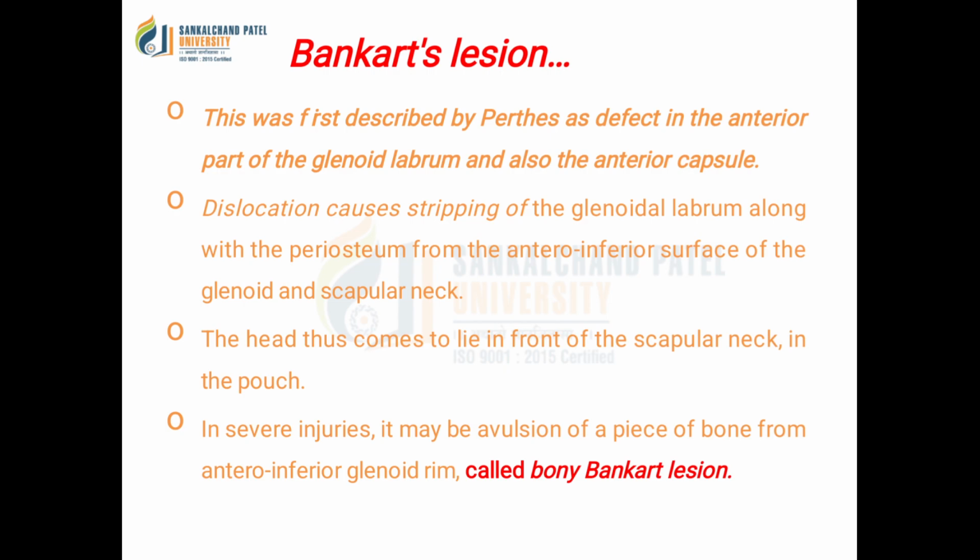Bankart lesion. This was first described by Perthes as defect in the anterior part of the glenoid labrum and also the anterior capsule. Dislocation caused stripping of the glenoidal labrum along with the periosteum from the anterior-inferior surface of the glenoid and scapular neck. The head thus comes out to lie in the front of the scapular neck, in the pouch. In several injuries, it may be avulsion of a piece of bone from the anterior-inferior glenoidal rim called bony Bankart lesion.